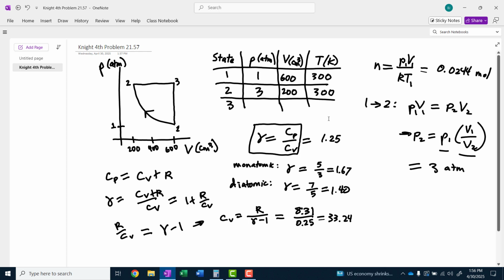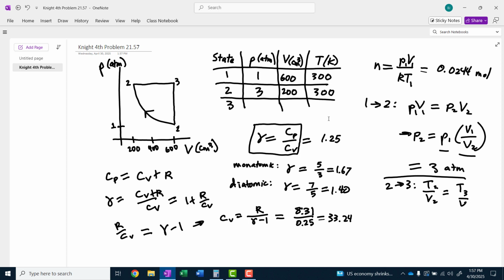Now for process 2 to 3, it's getting a little cluttered here. This is an isobaric process. The pressure stays the same. So if you put everything in the ideal gas law that could change on one side, you're going to have P over T. Nope, that's not right. Pressure is constant. So T over V. T over V is the constant quantity here. Did I do that right? Yeah. So that means T2 over V2 has to be the same as T3 over V3.